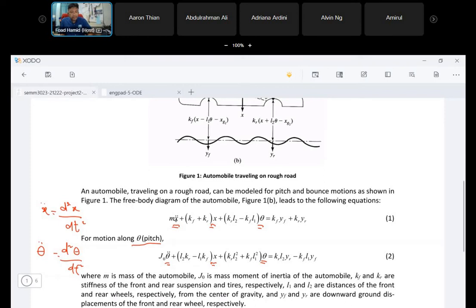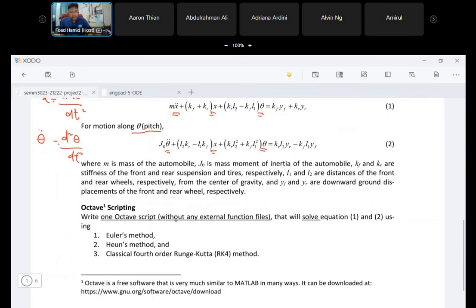Okay, so you need to solve this, and I think I mentioned this: Euler's method, Heun's method, and classical fourth order Runge-Kutta method, RK4. Note that I want Octave, and that's one group at least. Okay, send it to me using MATLAB.